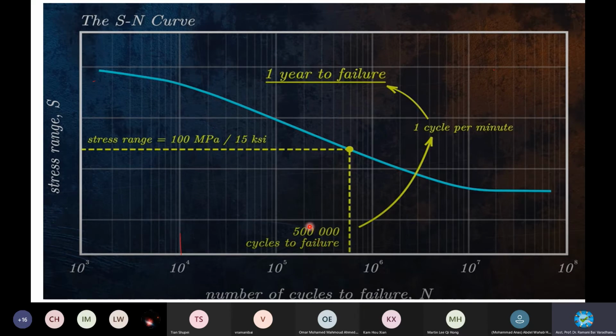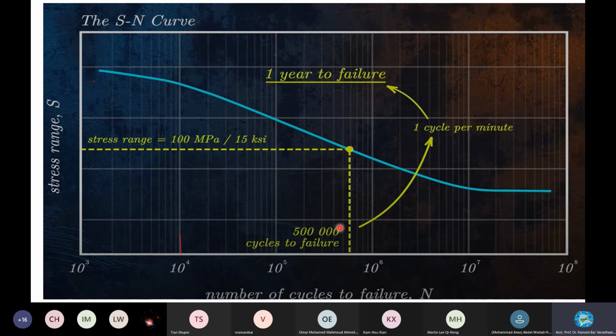5,000 cycles to fail means what? In 1 year, it will have 1 cycle per minute. If it is running at 1 cycle per minute, the chances of failure will be at 500,000. Chances of failure will be 500,000.